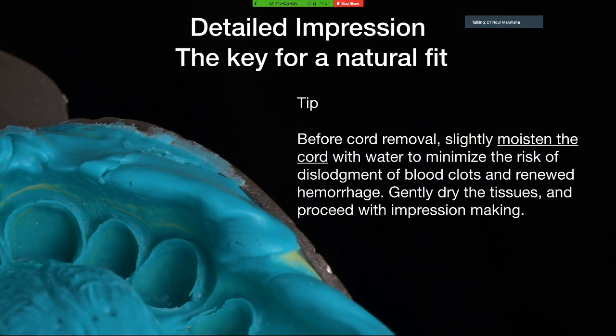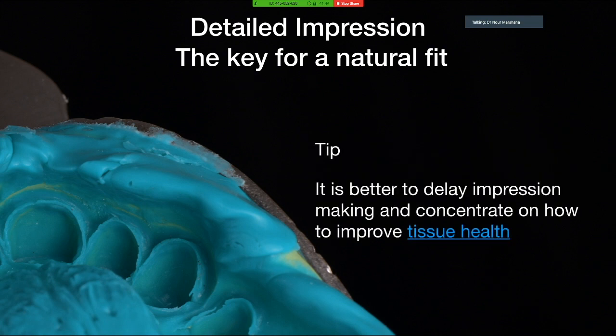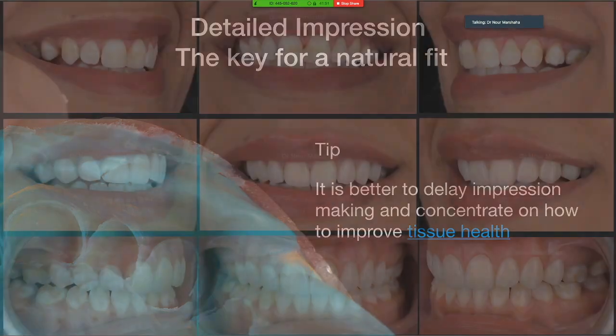For the impression, before removing the cord, moisten it with water, and then you can gently remove it, dry the tissue, and take the impression in a light material. It's better to delay impression making and concentrate on how to improve tissue health.